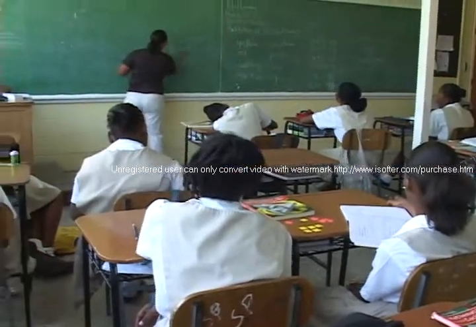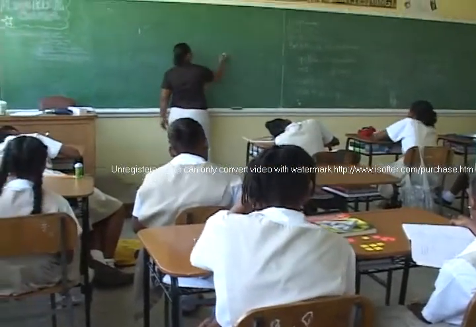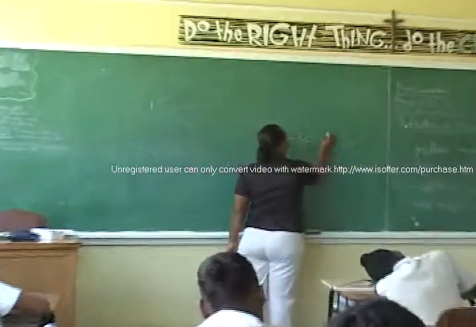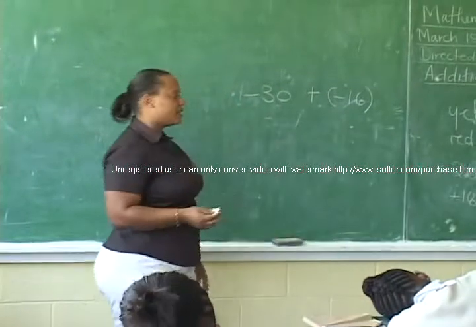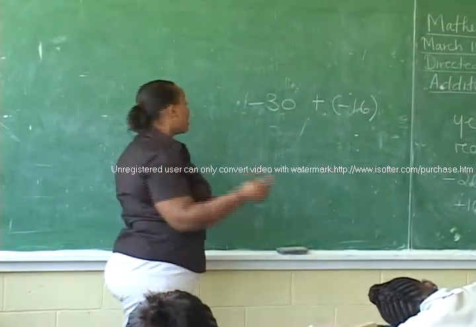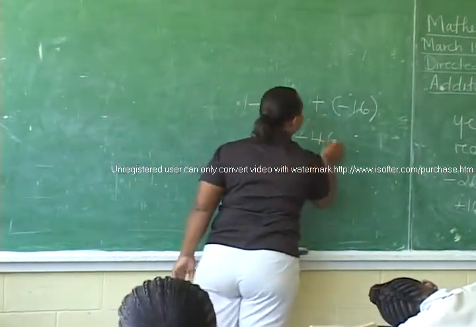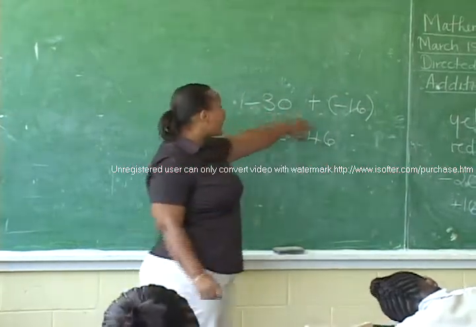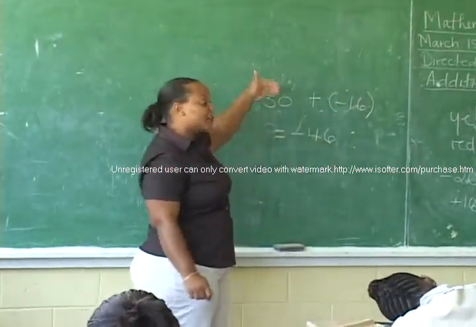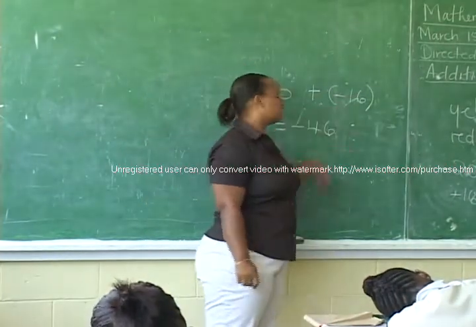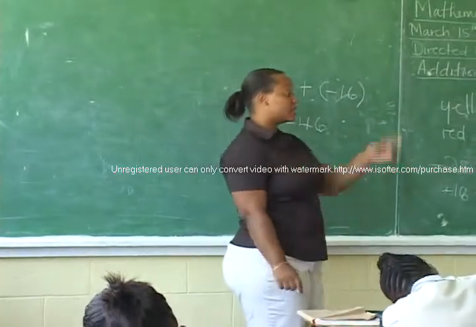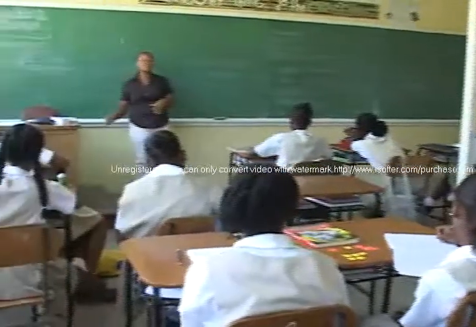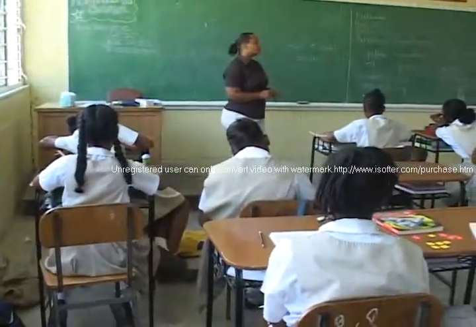Another example. Say we have negative 30 plus negative 16. What should our answer be? Negative 46. Because when we have our negatives, the negatives are actually increasing. You're adding. So negative plus negative, nothing cancels out. It automatically increases. Okay. Any questions?